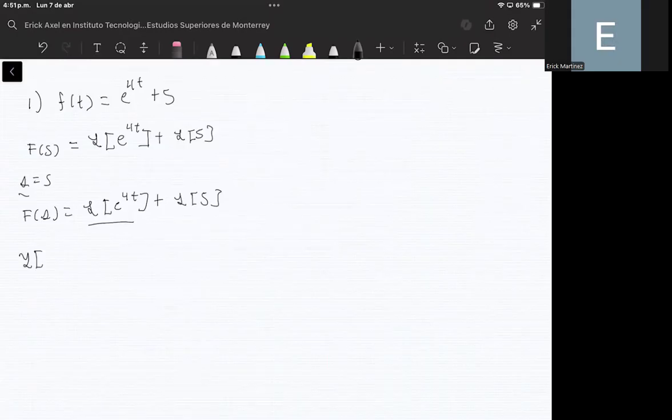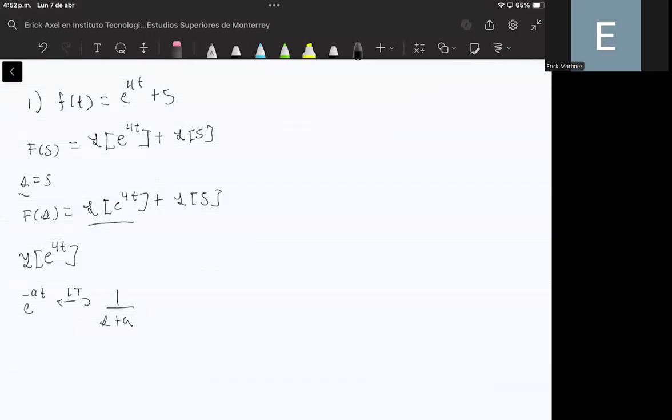So the Laplace transform of this term is e elevated to the 4 times t. And thanks to the tables of the Laplace transform, we know that there is a relationship to compute the Laplace transform of an exponential. The relationship is as follows. We have a function e elevated to the minus a times t, and the Laplace transform of this is 1 over s plus a. I will write this s in cursive form.